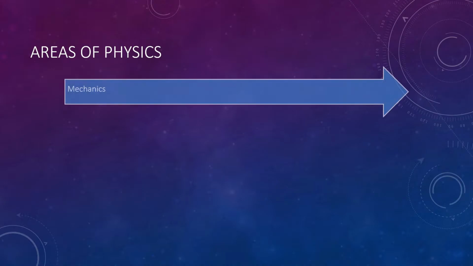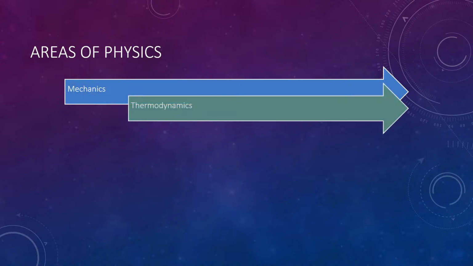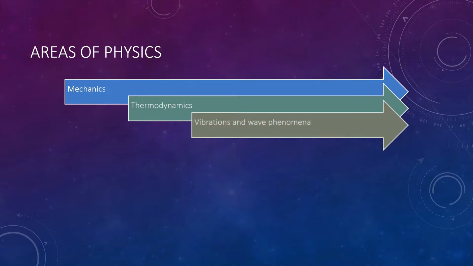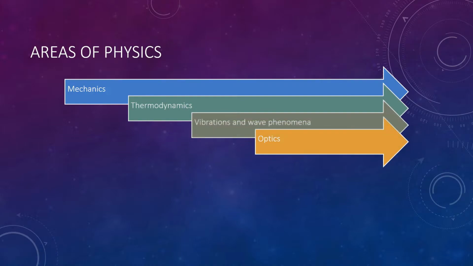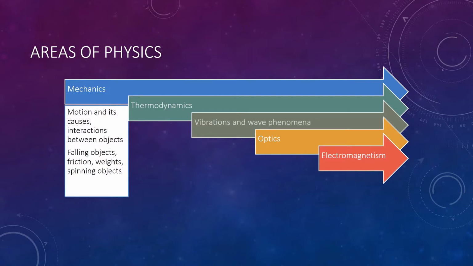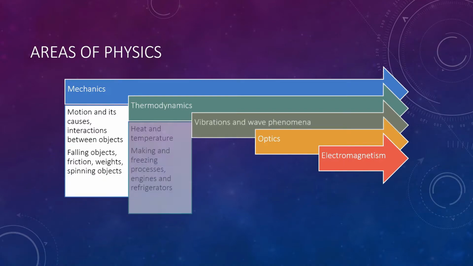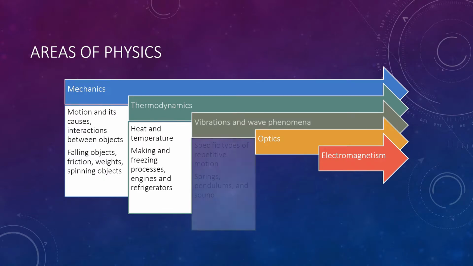But then physics itself is not just one thing. There are many branches within physics itself. A few of these are mechanics. There's thermodynamics, like I mentioned before. There's vibrations and wave phenomena. There's optics, and then there's electromagnetism. Mechanics is all to do with motion and interactions and forces and whatnot, right? Thermodynamics is to do with heat and temperature, so freezing processes, engines, refrigerators, your air conditioning that you've got in this building, all of those things.